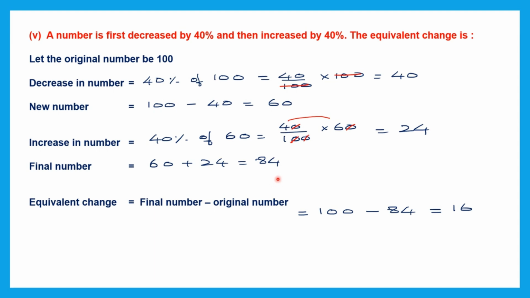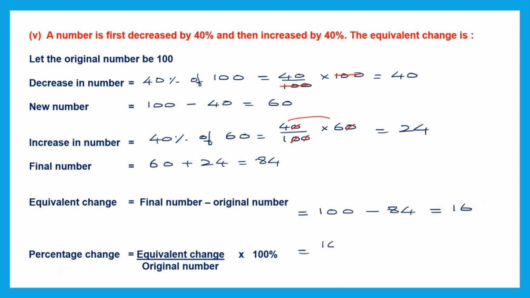Now here, since we are given percentages in the options, let's find the percentage of change. So percentage change will be equivalent change, that is 16, by the original number. So let's do that. 16 divided by the original number, which is 100. And to find the percentage, we multiply by 100%. Now let's cancel the hundreds. So what is left is only 16%. And this has been a decrease of 16%.